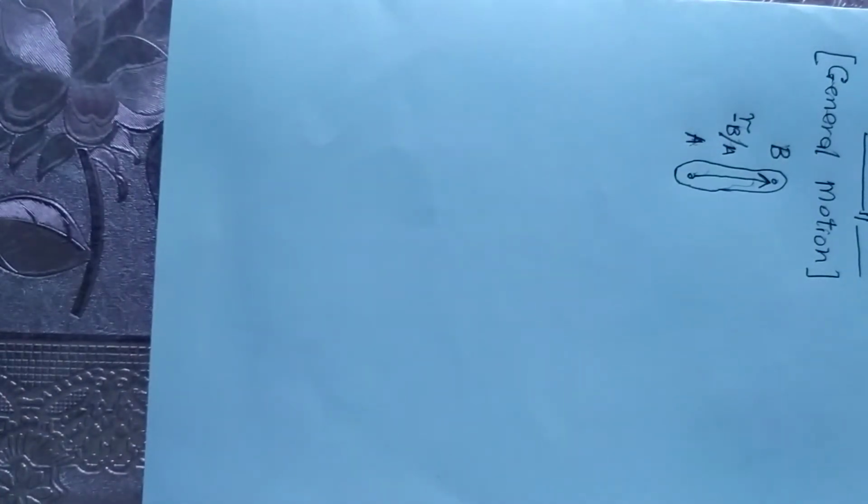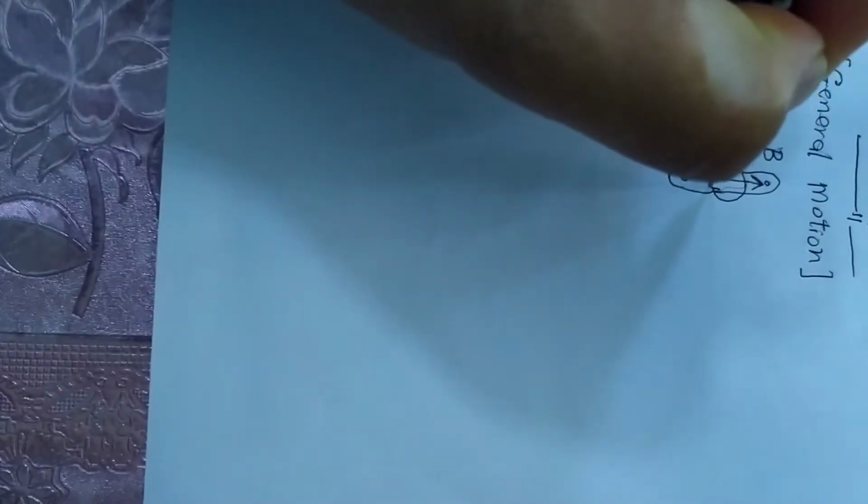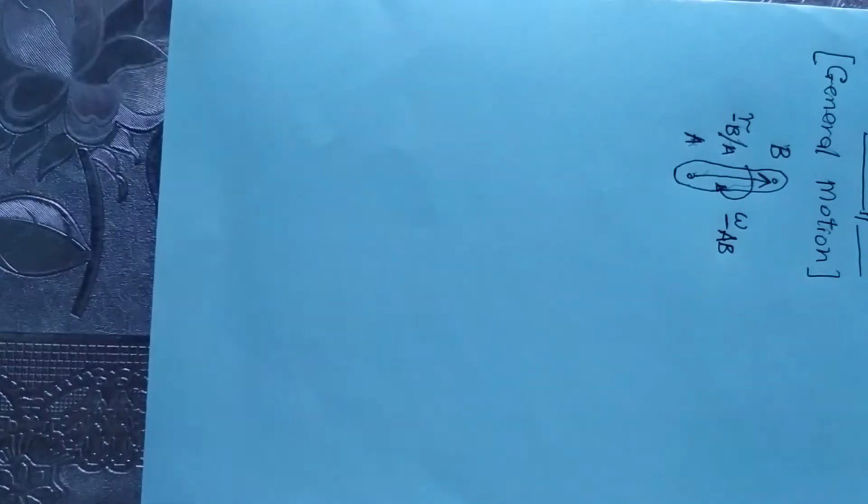Now, if this rigid body is undergoing a rotation of omega, we represent that omega as omega AB, not omega relative to B, but omega AB. AB is the whole rigid body, and omega AB is the angular velocity of the whole body. And for the time being, let's take this as our coordinate system, x and y.